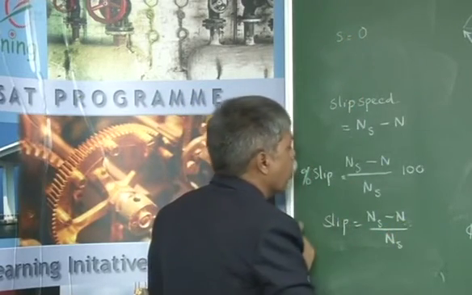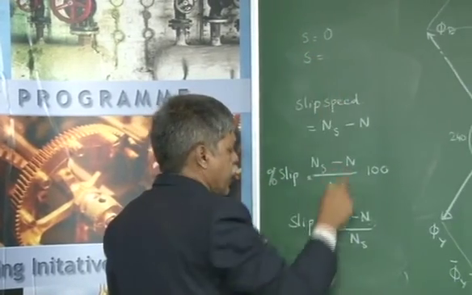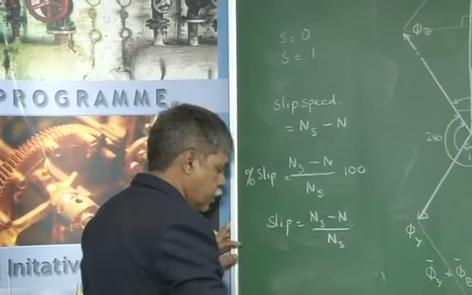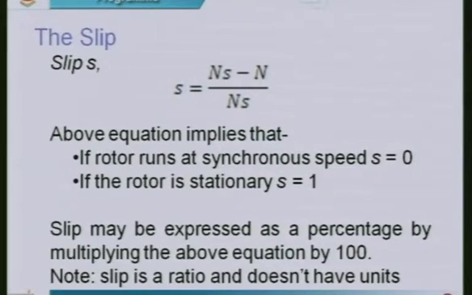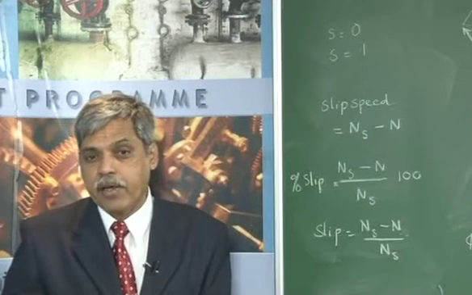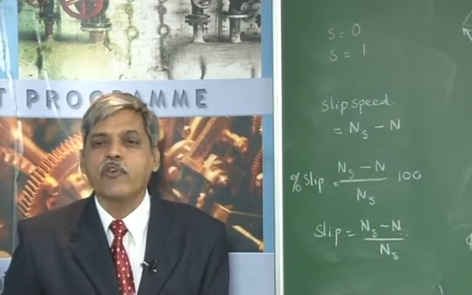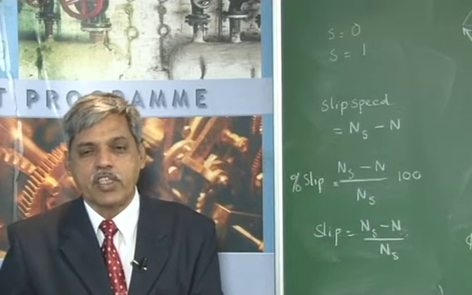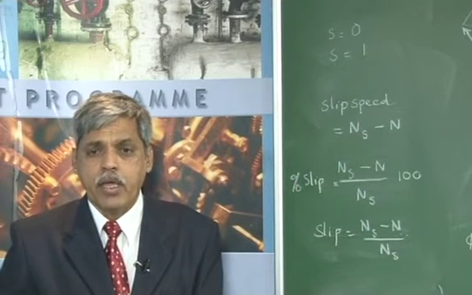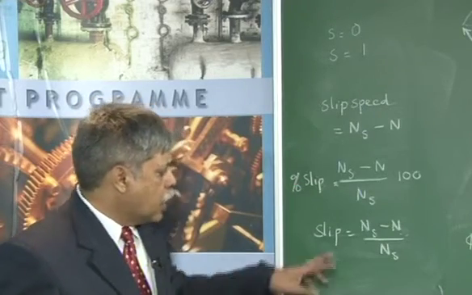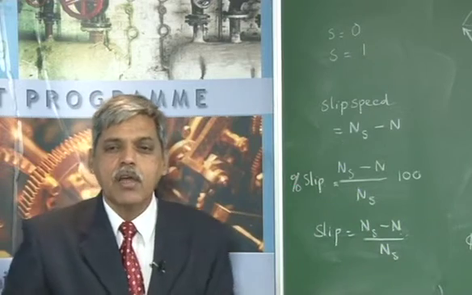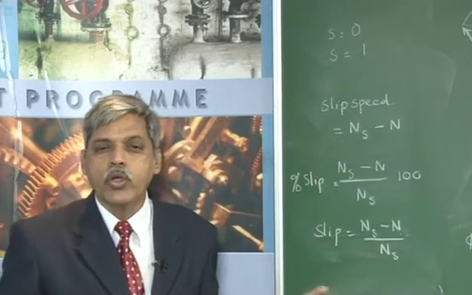If n is equal to 0, then slip will be equal to ns upon ns, this becomes 1. Slip equal to 1 means the motor is about to start, so at the time of starting the slip will have a value of 1. It is not possible to have the slip as 0. Theoretically I can say the rotor is running at synchronous speed, but practically it is not possible, therefore we cannot have slip equal to 0 in the case of induction motor. It may be smaller. Because slip is a ratio of two speeds, there is no dimension, no units for the slip.